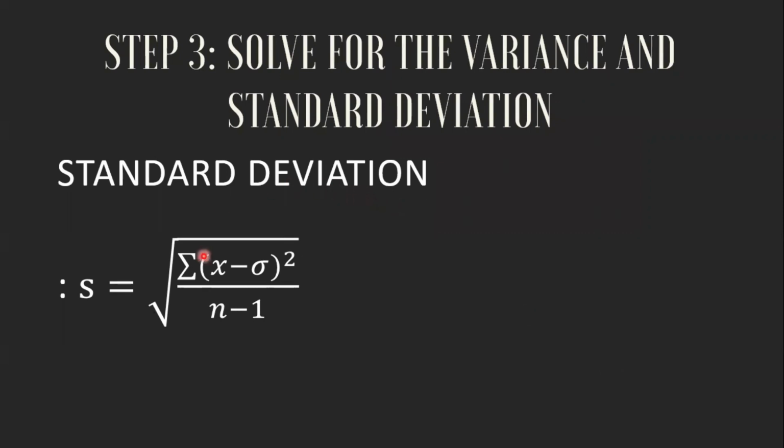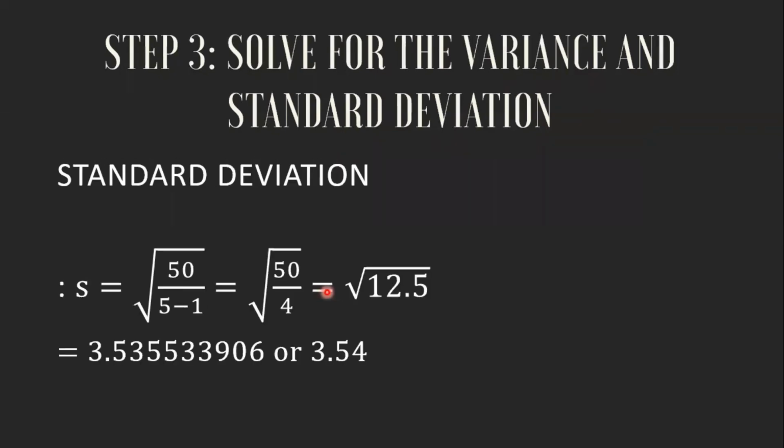Again, to solve for the standard deviation, all we need to do is find the square root of the variance, or the square root of 12.5. Using our calculator, the standard deviation is equal to 3.54. Again, the square root of 12.5 is equal to 3.535533906, or if we round it up, 3.54.